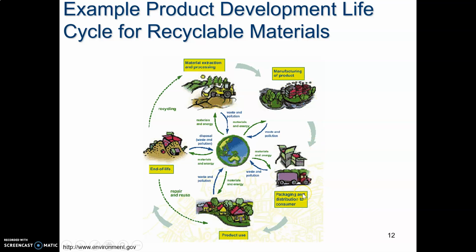You ship that out and distribute it to consumers. The consumer uses it for a period of time until it breaks or until it just runs its course, and then it goes to its end of life. Now, at the end of life, it can either be repaired and sent back into the consumer world, or it can be recycled and the whole process started over.